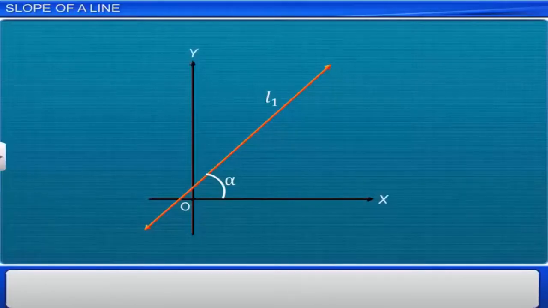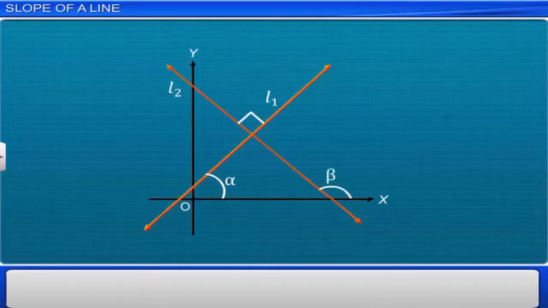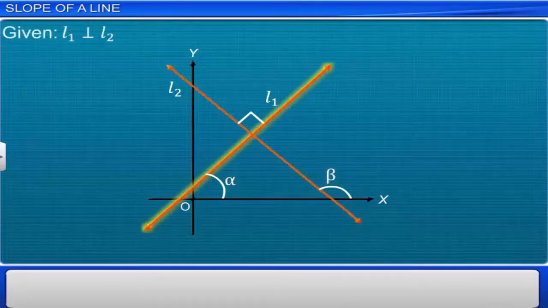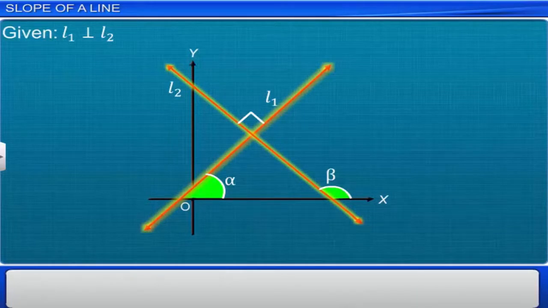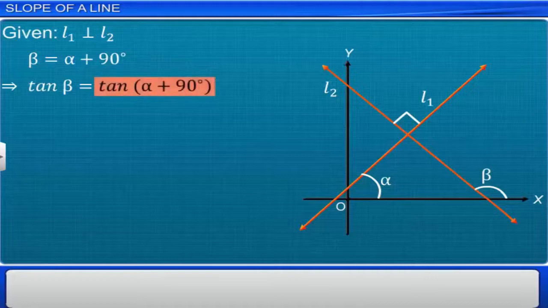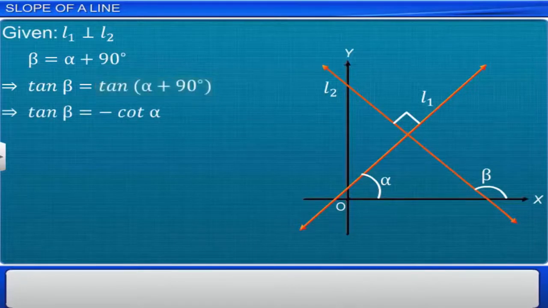Now, let us find the relationship between the slopes of perpendicular lines. Here are two perpendicular lines, L1 and L2, having inclination alpha and beta respectively. Since line L1 is perpendicular to line L2, and line L1 makes an angle alpha with the x-axis, angle beta is equal to angle alpha plus 90 degrees. Let us take the tangent of both the sides of the equation. Tan of alpha plus 90 degrees is equal to minus cot alpha. Also, cot alpha is equal to the reciprocal of tan alpha.